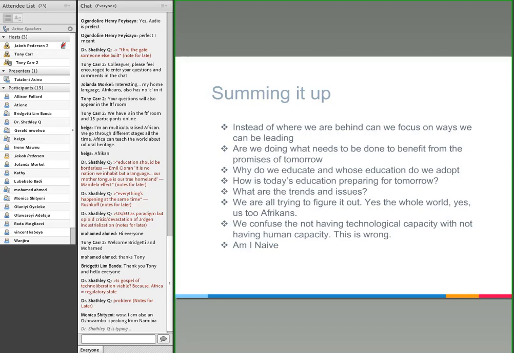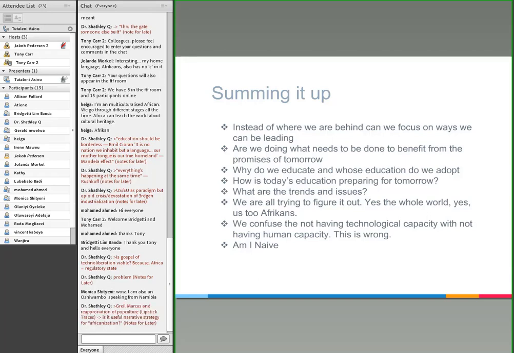So just quickly to sum it up, one of the things that I tend to focus on in my work is that instead of internalizing the idea that we are behind, what if we focus on the ways that we can be leading? That's usually how I approach my work.